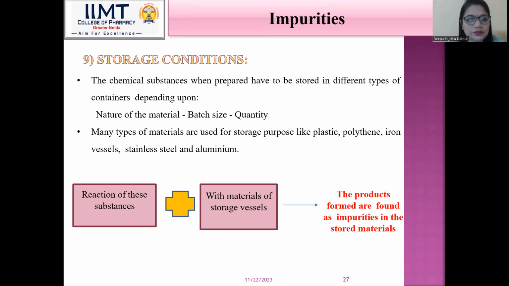Storage conditions. The chemical substances, when prepared, have to be stored in different types of containers depending upon the nature of the material, batch size, and quantity. Many types of materials are used for storage purposes, like plastic, polythene, iron vessels, stainless steel, and aluminum. The reaction of these substances with the material of storage vessels forms products that are found as impurities in the stored materials.